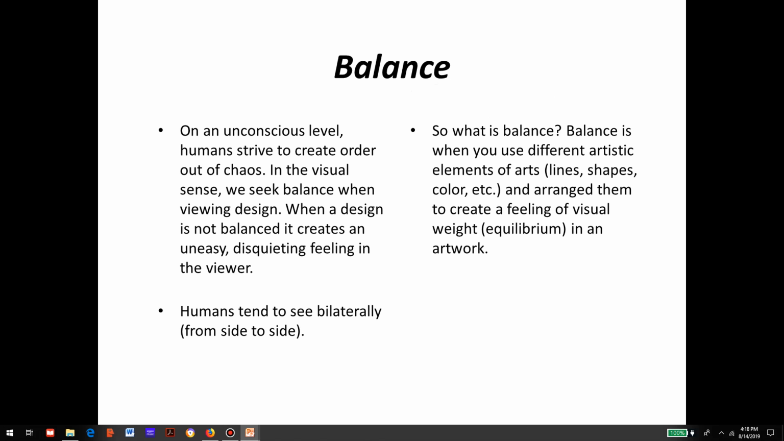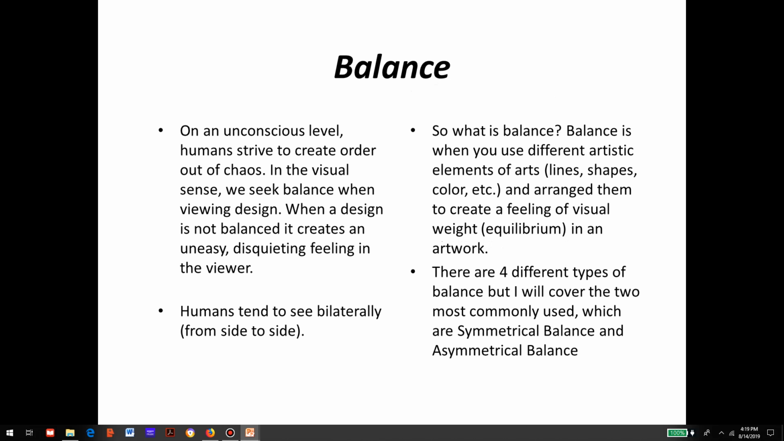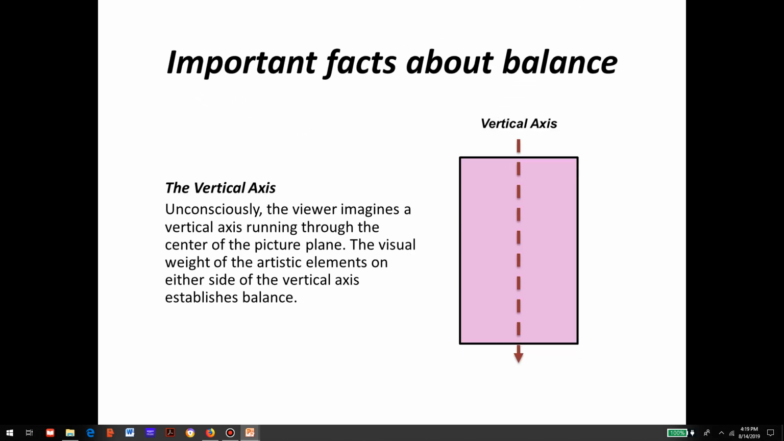So what is balance? Balance is when you use different artistic elements of art, such as lines, shapes, colors, and arrange them to create a feeling of visual weight or equilibrium in that piece of art. There are 4 different types of balance, but I'll cover the 2 most commonly used, which are symmetrical balance, which I'll be speaking about today, and asymmetrical balance.